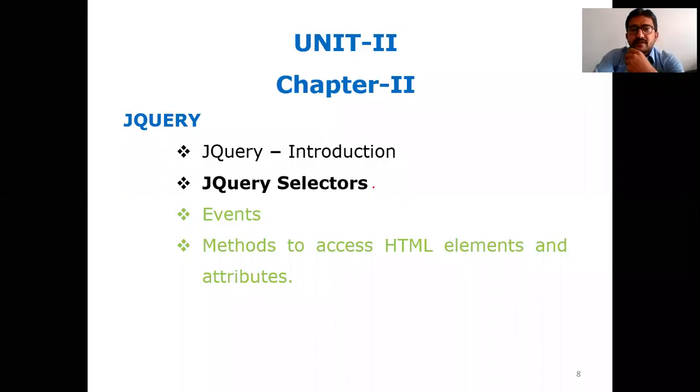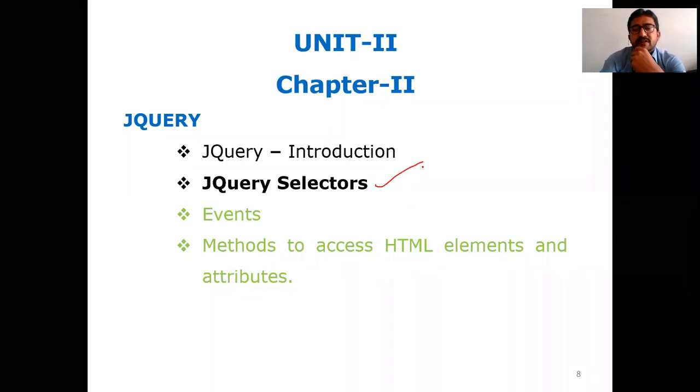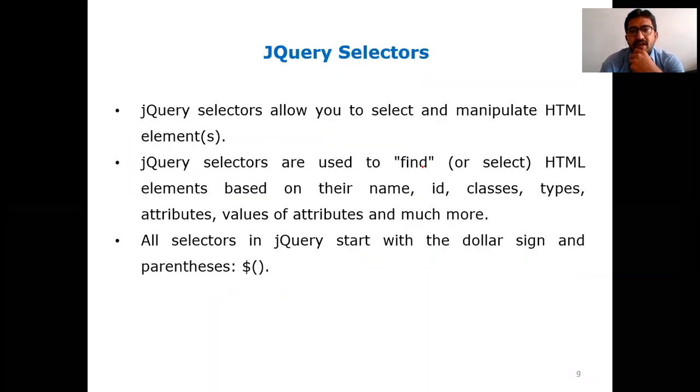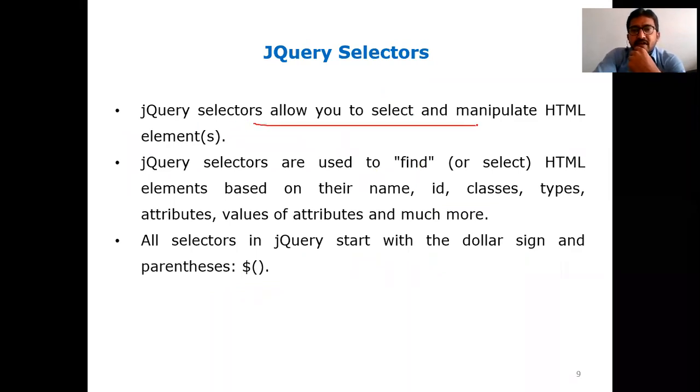So let me have a look at the next topic, jQuery selectors. As we discussed CSS selectors, in a similar fashion we also have different jQuery selectors. The main objective of jQuery selectors is to allow you to select and manipulate HTML elements. Wherever I need to go in the HTML document, that position will be set by this selector.